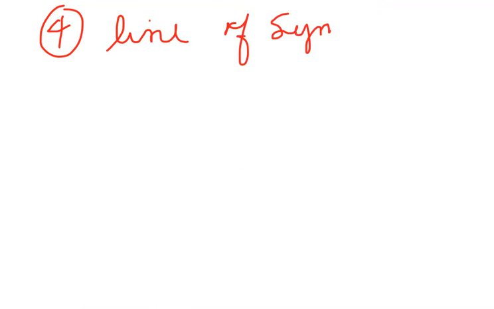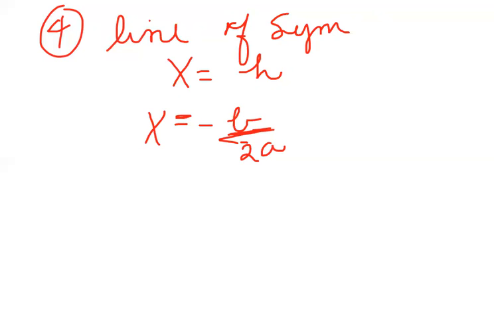Because one of the critical parts of these graphs is the line of symmetry. Remember, the line of symmetry shares the same x value as the vertex. It's in the form of x equals to whatever the h value is or whatever the x value of the vertex is. So to find it, you are simply going to use the formula negative b over 2a to find the x value of the line of symmetry, guys.